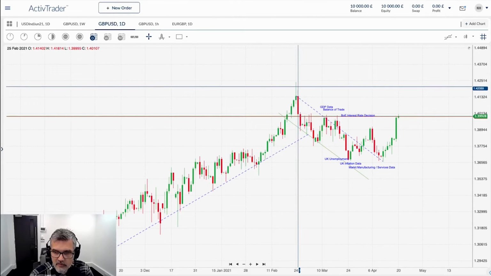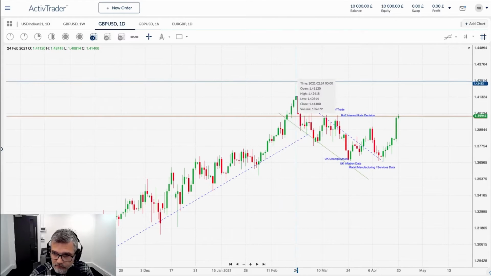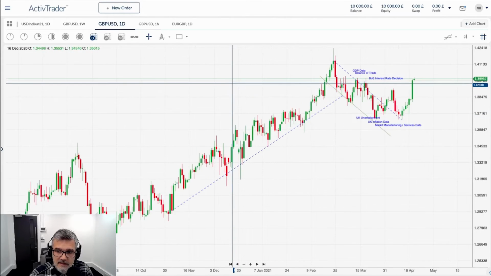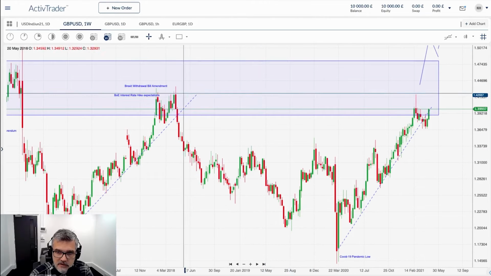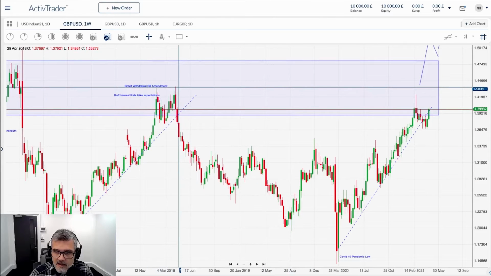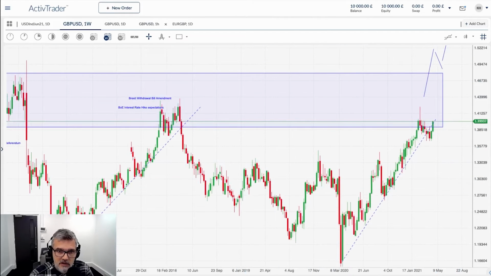But obviously on the sort of weaker dollar, we know we've got to concentrate on this sort of swing high here from the 24th of February. If we get above there, then we are really starting to motor up into these sort of swing highs here, and we could be trading 1.44 in the near future, assuming the dollar keeps coming down.